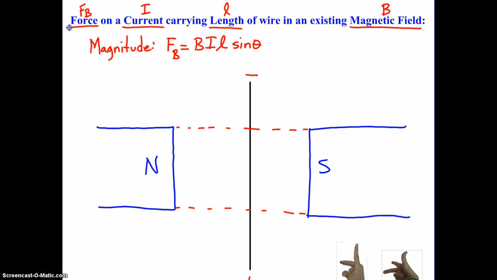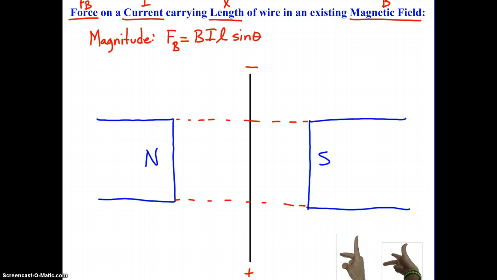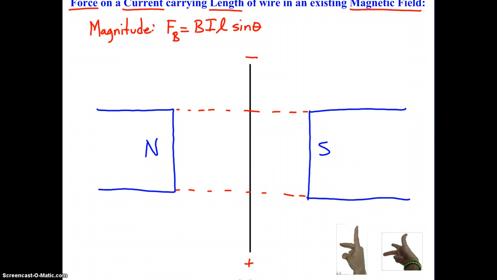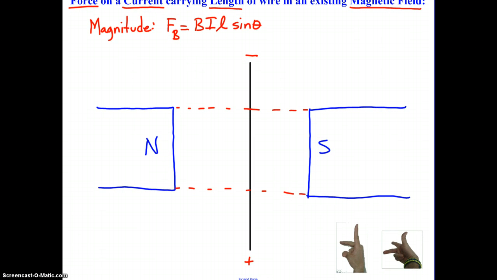All right, let's go next to how do we determine the direction. In our diagram here, you can see that we have our wire positioned in between opposite poles of a magnet. The dashed red lines show the portion of the wire in between, exposed to the magnetic field itself. So this would be the L value mentioned in the equation.